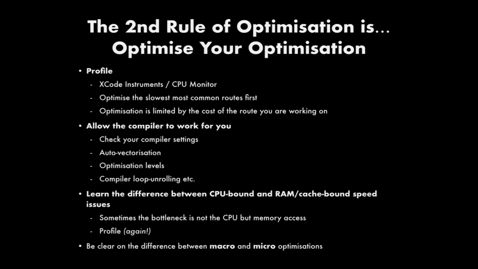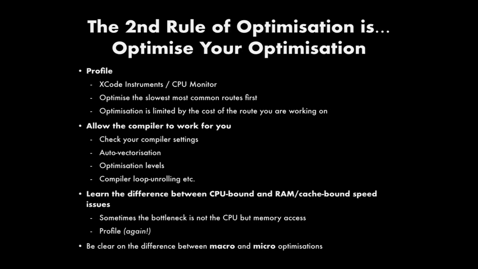Rule number 2. Optimize your optimization. So what do I mean here? It's going to take me time to do this, and I need that to make sense. So the first thing I need to know is what is taking the time in my program. I need to actually have some facts. I can't just poke at different things. So first thing is profile, and we'll look at how to do that in a minute.